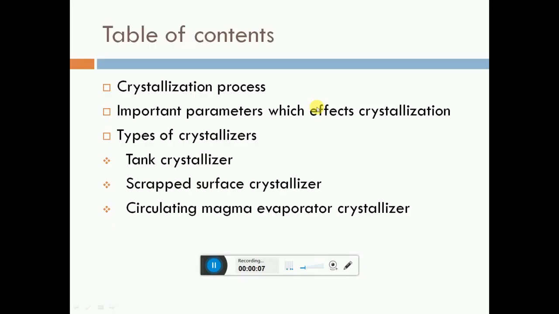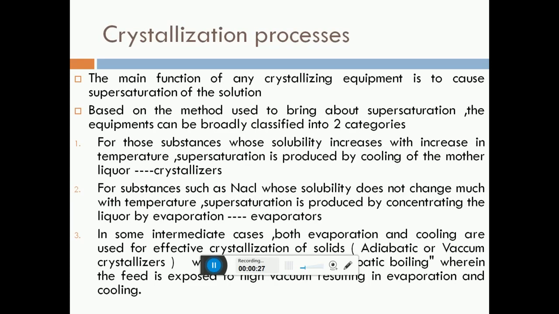So today we will see about the crystallization process, important parameters which are to be considered which have a major impact on crystallization, and types of crystallizers like tank crystallizer, scrape surface crystallizer and circulating magma evaporator crystallizer. These three types of crystallizers are commonly used in industry, so we'll have an insight into all three types. In yesterday's lecture, we saw the crystallization process and how it is carried out.